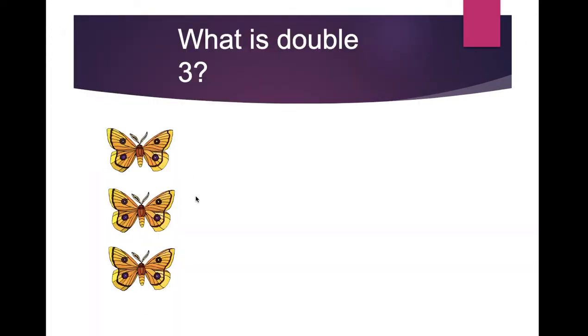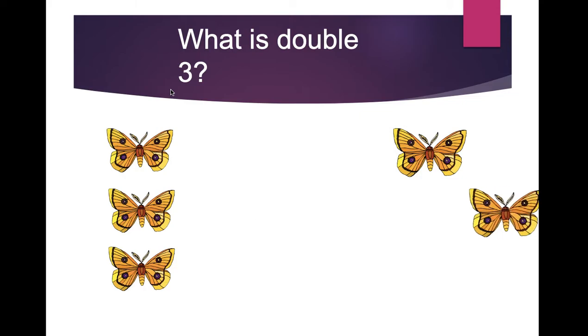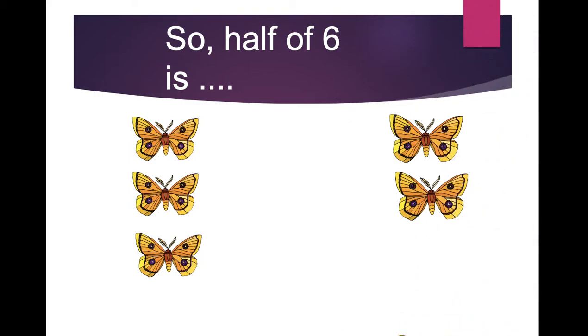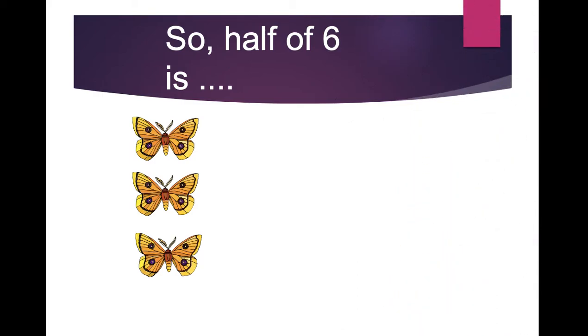Now let's have a look at some more examples. We have 3 butterflies. Let's see what is the double of these 3 butterflies. I told you we are going to add the same number again. So 3 plus 3. What is 3 plus 3? Well done, 6. Now let's see the half of the 6. What is the half of the 6? Like we divided it into equal halves. Well done, it's 3.